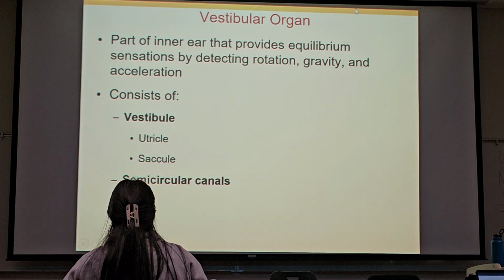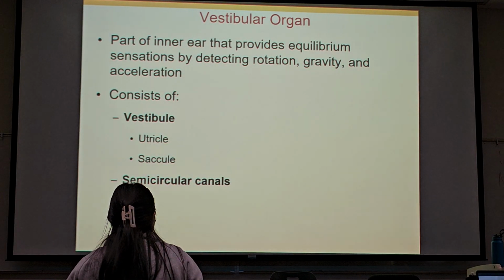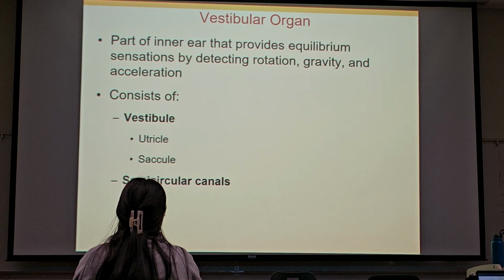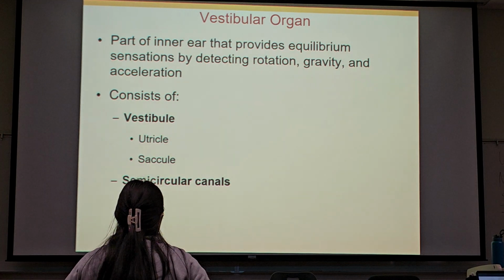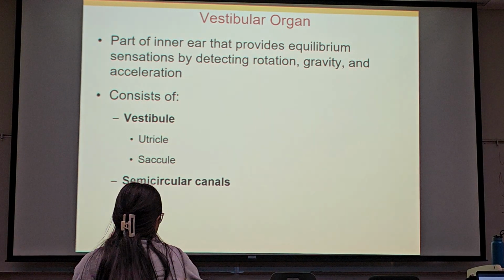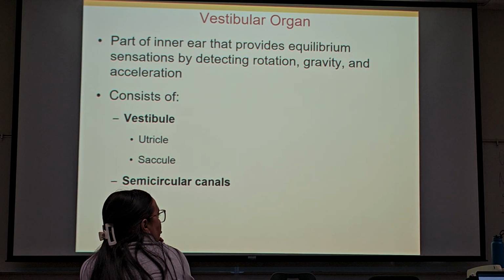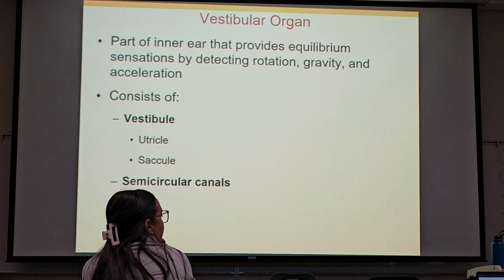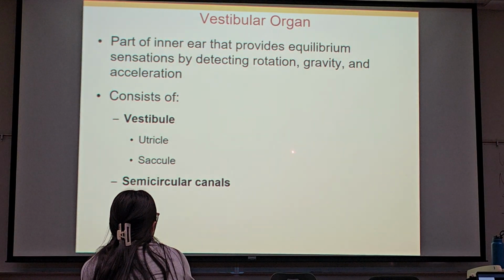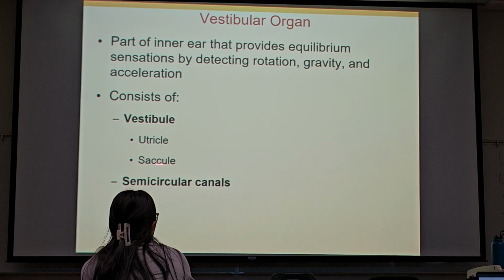So the vestibular organ has to do with equilibrium, detecting rotation, detecting if we're going up or down, detecting if we're going forward or backwards. It consists of the vestibule and the semicircular canals. The vestibule has two sacs inside of it, the utricle and the saccule.